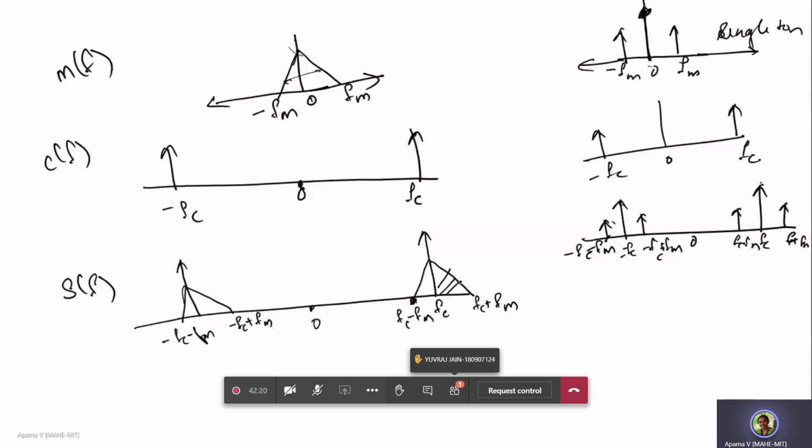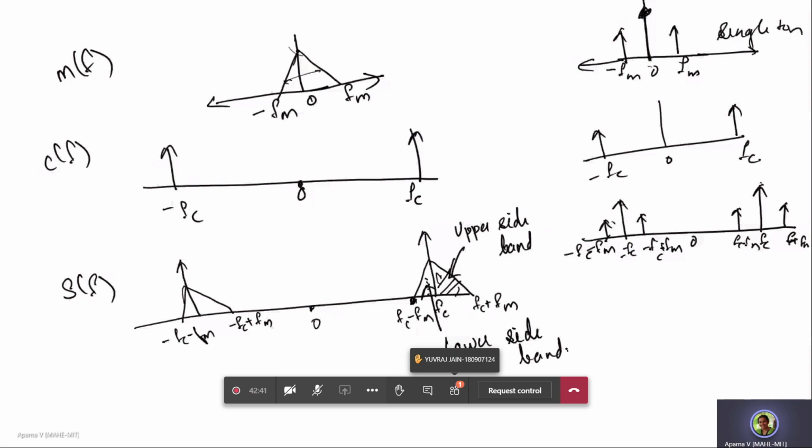And this part will be known as upper sideband. And this part will be known as lower sideband. Okay, so for single tone, single frequency, the spectrum will be looking like this. And for a message signal with a bandwidth from 0 to FM, the modulated signal spectrum will look like this.